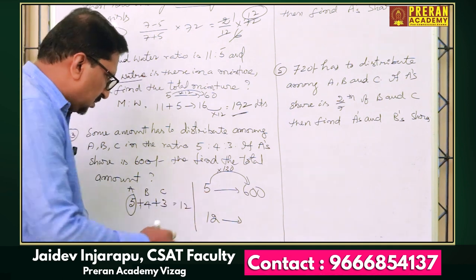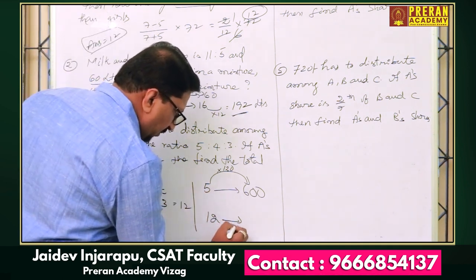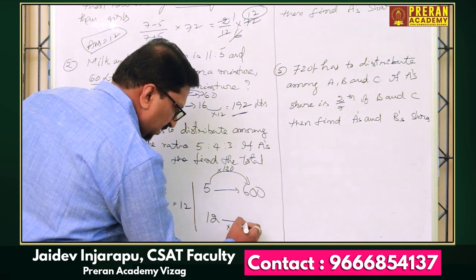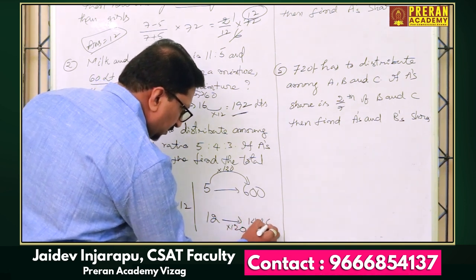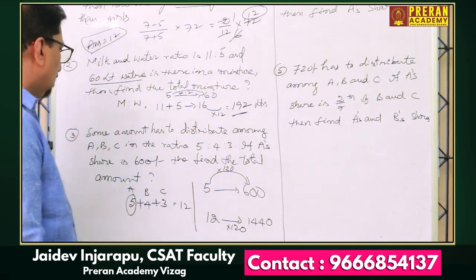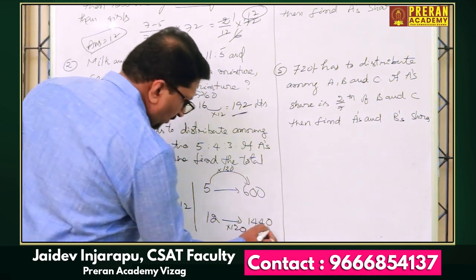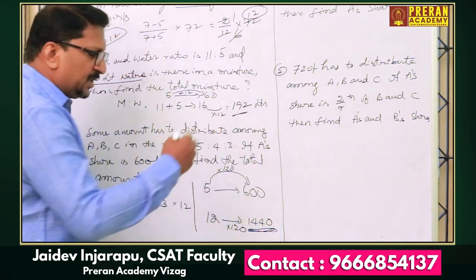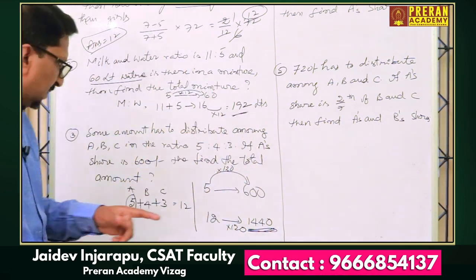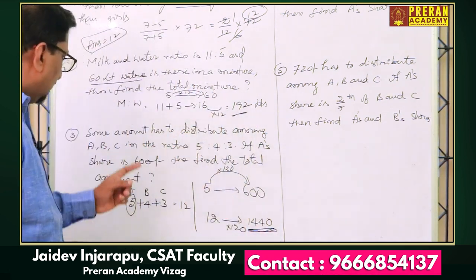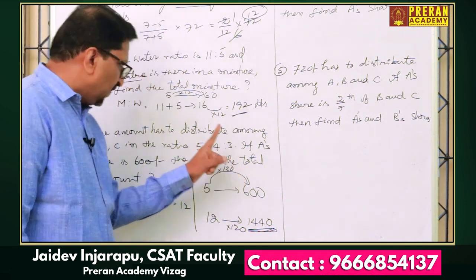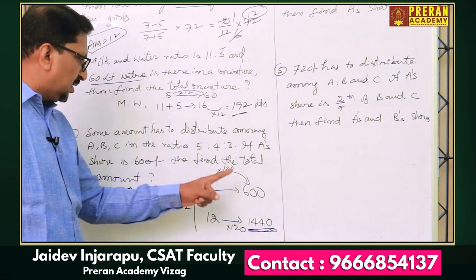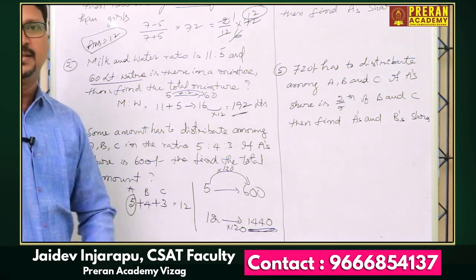Now 12 parts, so multiply with 120. So it is 12 12s are 144, then 0. So what is the total amount? 1440 rupees is there. If we are going to distribute this 1440 rupees in the ratio 5:4:3, then A is going to get 600 rupees. That is what the meaning is. Got it?